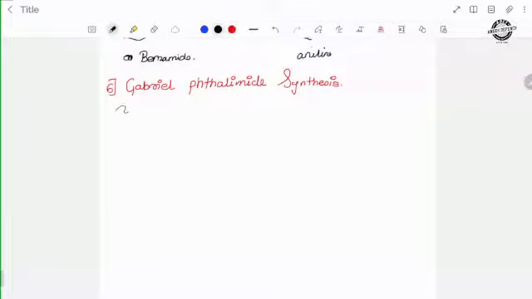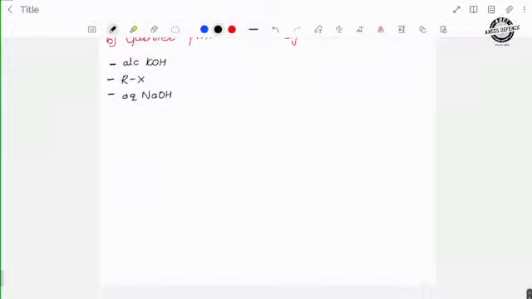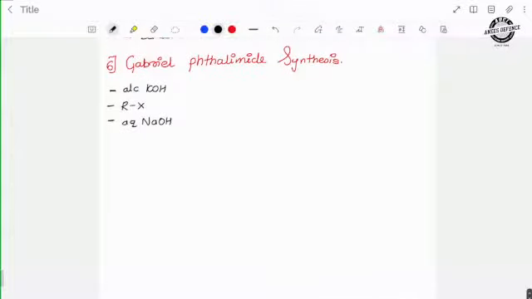Three reagents. First you're gonna use alcoholic KOH. Second reagent is RX, and the third reagent is aqueous NaOH. Okay. First, second, third. Three reagents you're gonna use. So how are we using them? Let us see. Okay. So let's write the phthalimide structure.